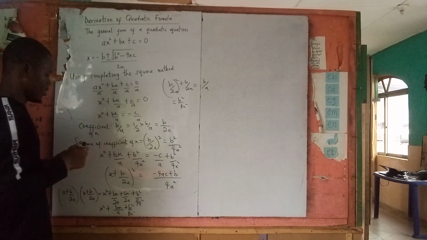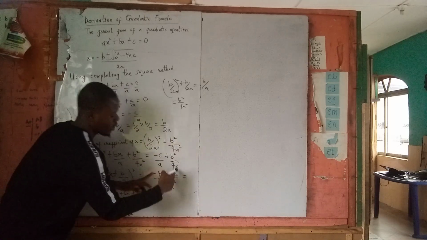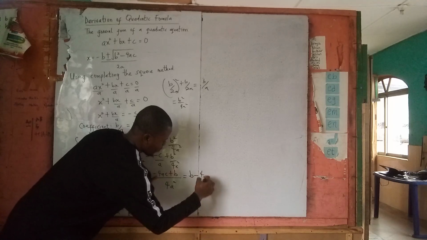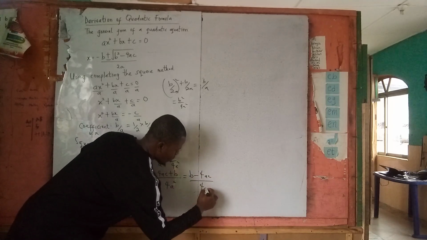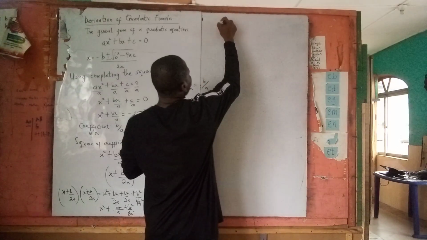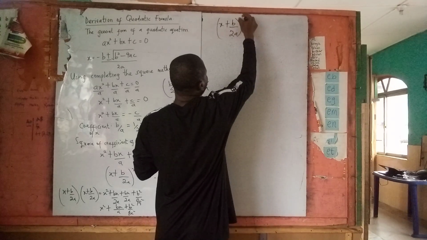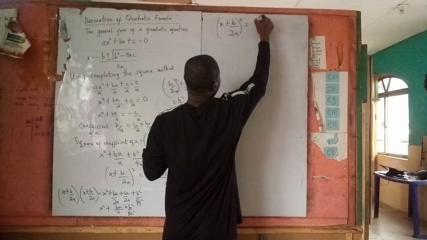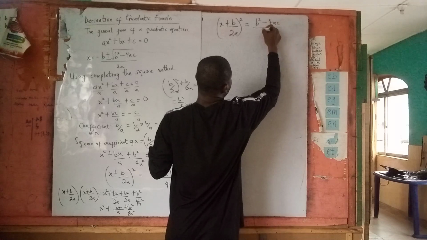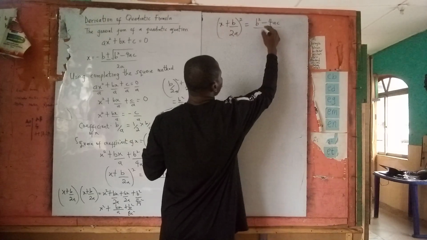So that is correct. So here I'm going to have what? You can change the direction, which is you can make b squared minus 4ac over 4a squared. So what do we have? I'm going to have x plus b over 2a all squared equals b squared minus 4ac over, sorry, over 4a squared.